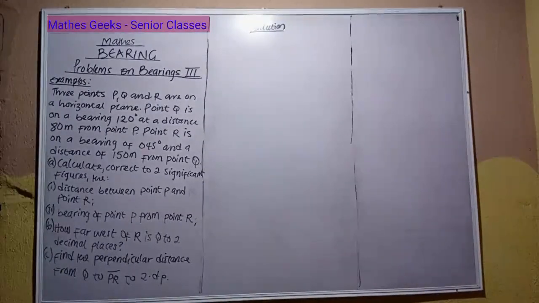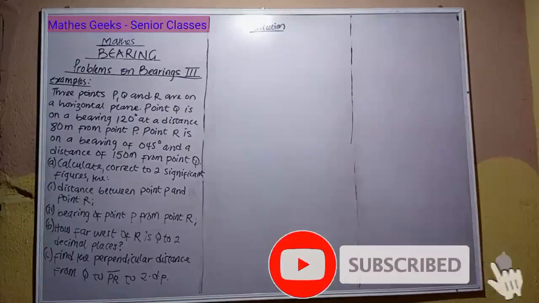Three points P, Q and R are on a horizontal plane. Point Q is on a bearing 120 degrees at a distance 80 meters from point P. Point R is on a bearing 045 degrees and a distance of 150 meters from point Q.